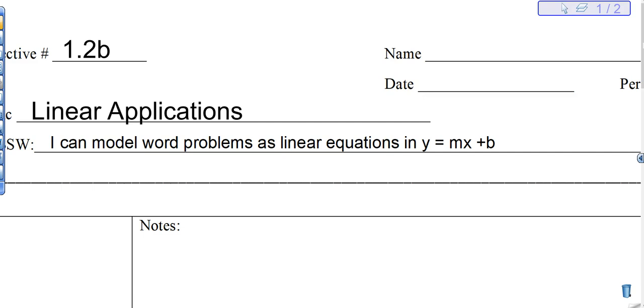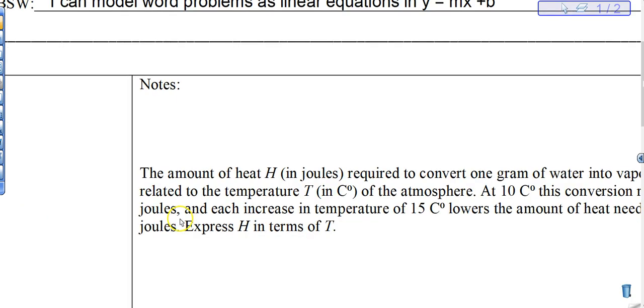So this is objective 1.2b, linear applications. That's word problems for linear equations. And you will be successful when you can model word problems as linear equations in slope-intercept form. Okay, so let's take some notes here real quick.